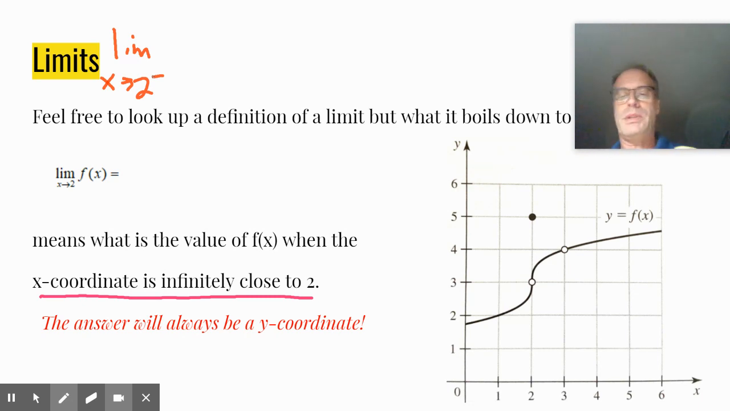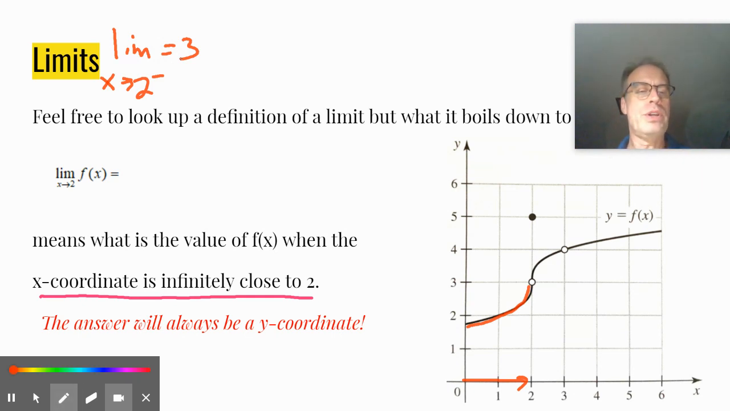And, well, let's see. As I'm approaching 2 from the left-hand side, I'm going to track on the graph and see what y value I'm getting really, really close to. Well, it sure looks like I'm approaching 3 there. Okay, not too bad. Next, change gears and let's see if we can find something else.